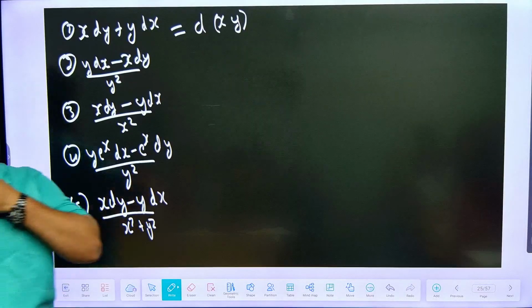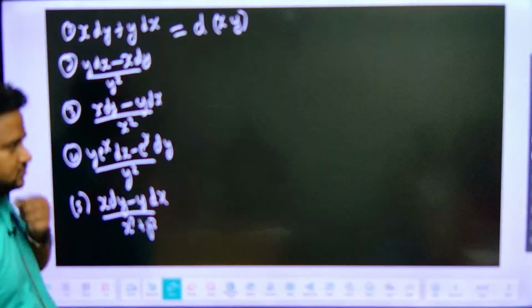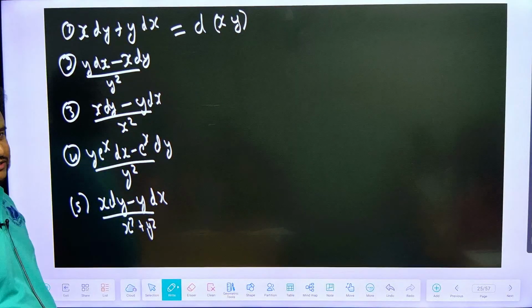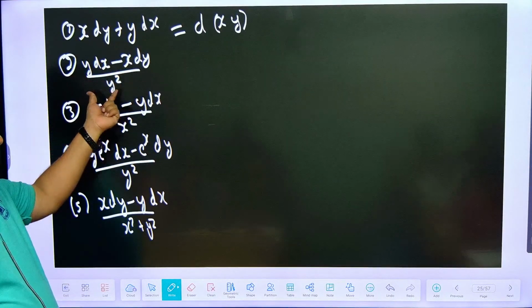Derivative of what? xy. Go and watch the recording. Don't miss. Derivative of xy. Now see here, y into dx minus x into dy by y square.